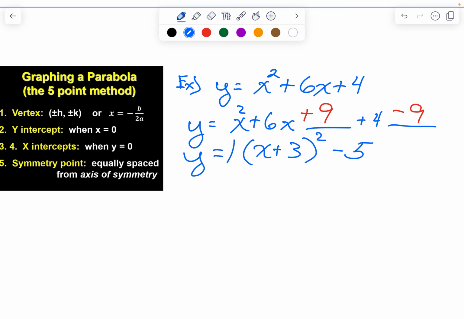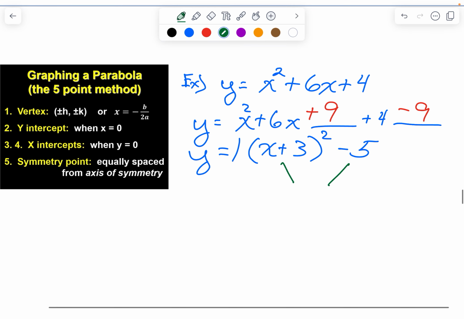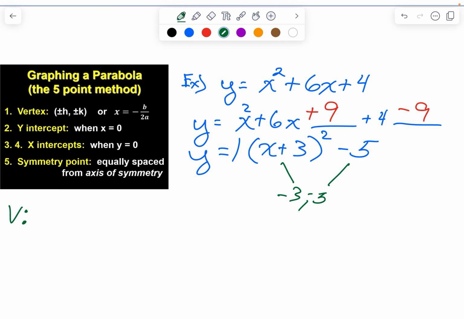Now, remember, the vertex is going to have everything to do with these inside and outside numbers. And a lot of times people make a little list off to the side. So I can write -3 and -5 right here. But better yet, I'm going to put it right here. That's my vertex. Okay, how about the y-intercept?